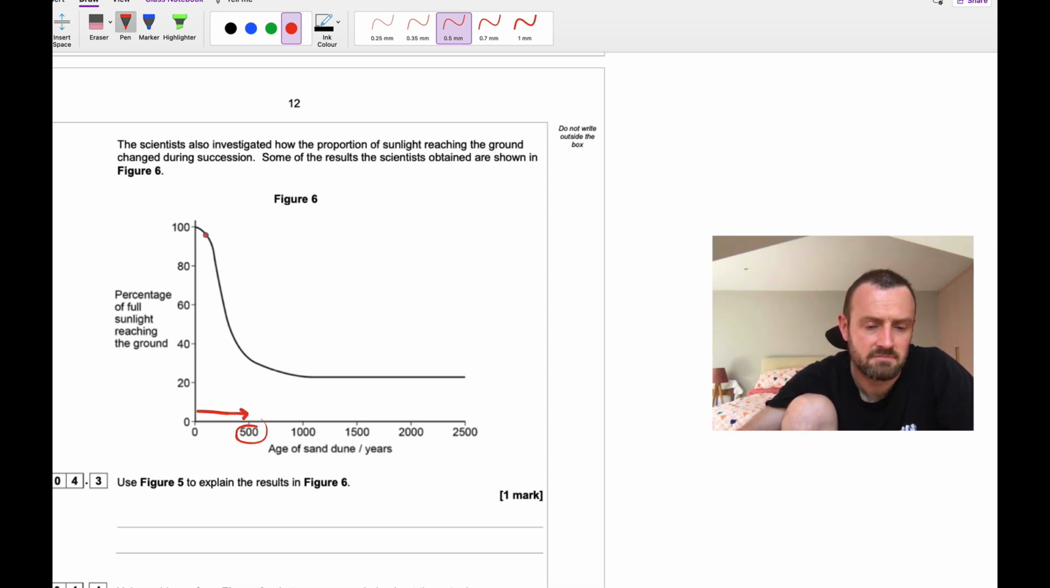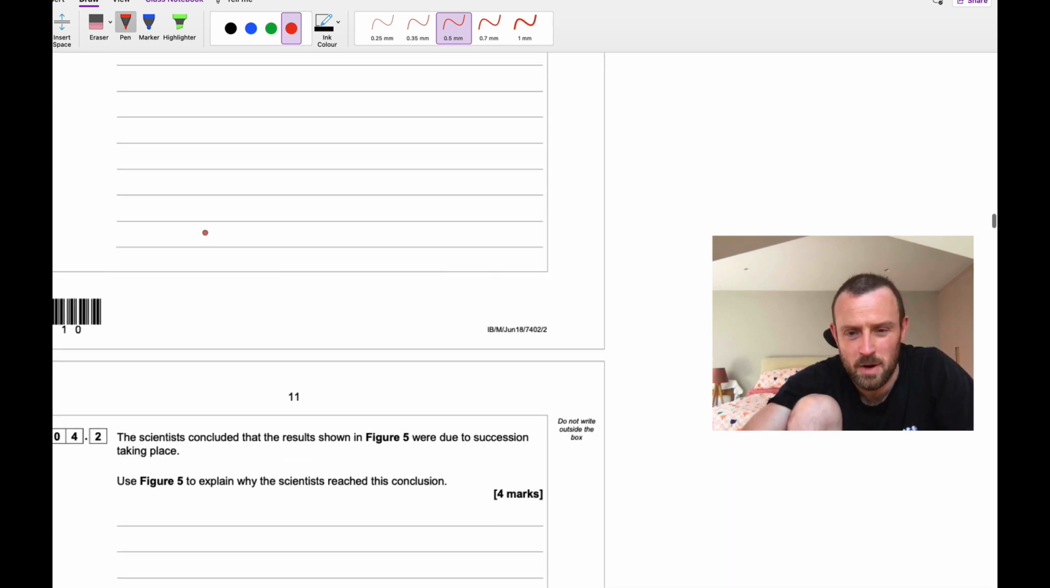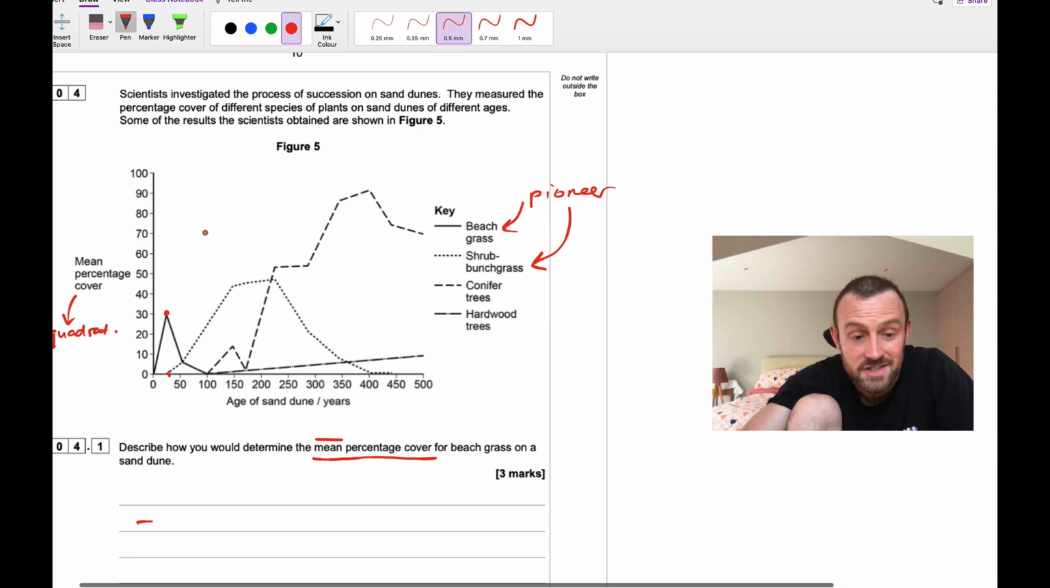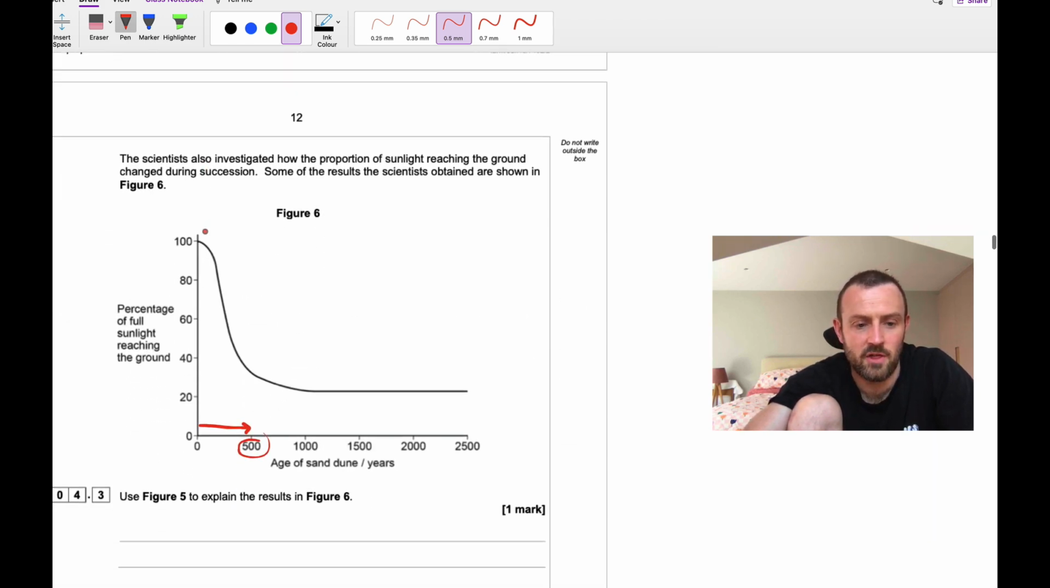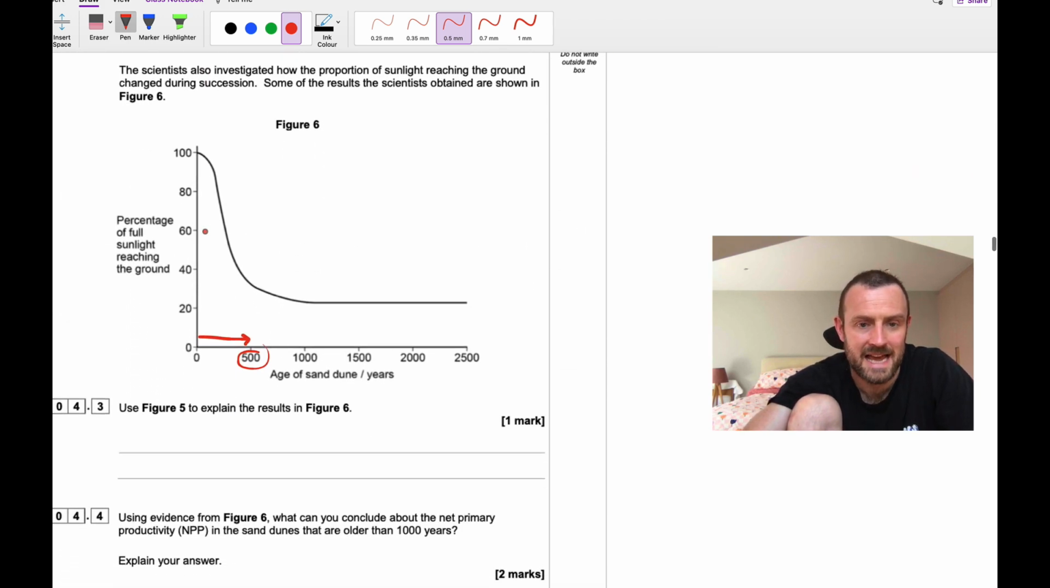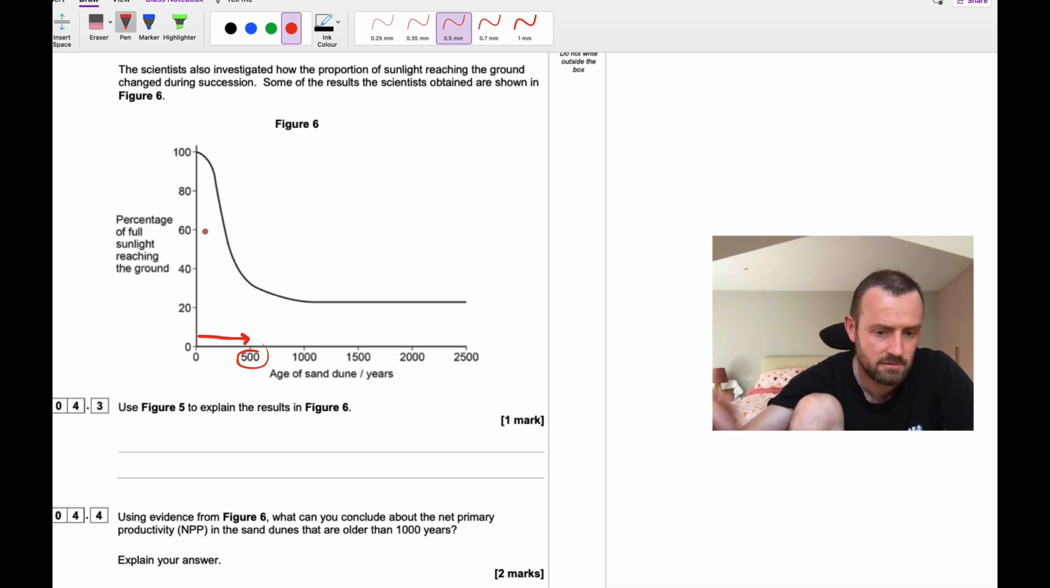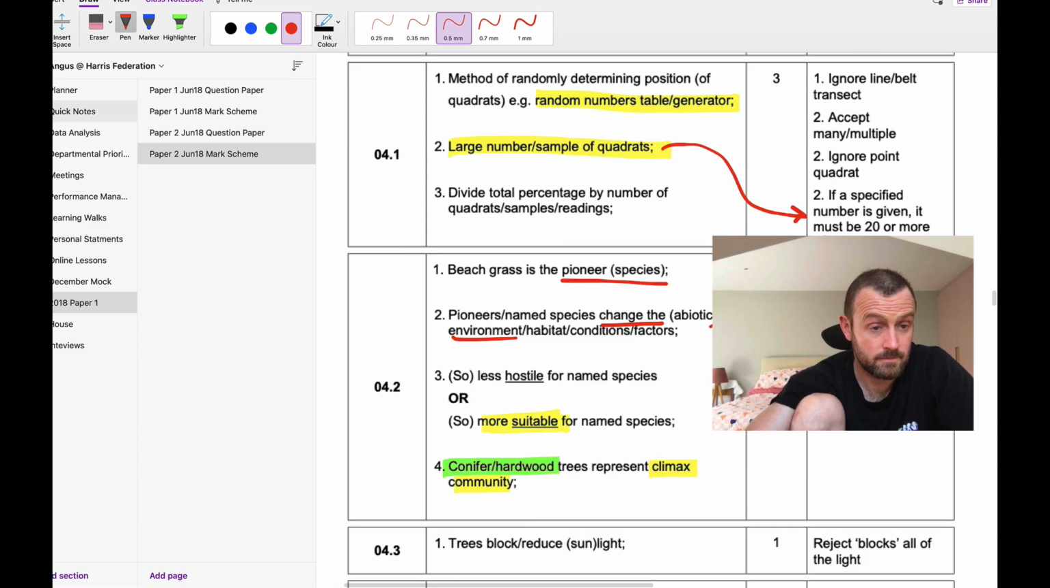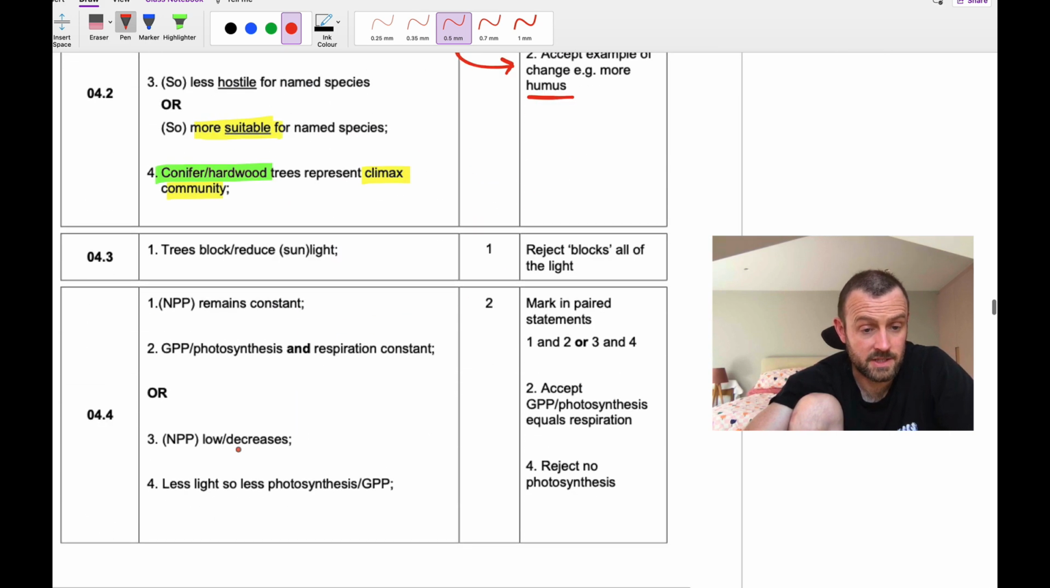So when there's the pioneer species, all the light's reaching the ground because the pioneer species is a grass, and then as shrubs and other trees grow, less and less light reaches the ground. So that's basically what you want to say. The trees block the sunlight. There it is. Trees block or reduce the sunlight.